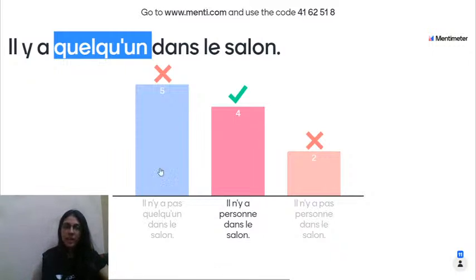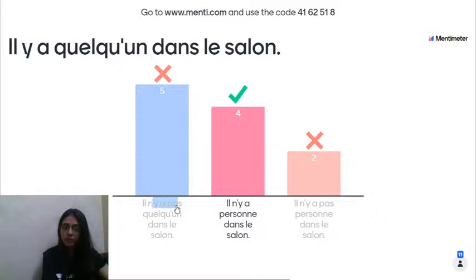Très bien. And over here the 5 who voted for il n'y a pas quelqu'un. So as I said, first of all, if there is someone in the negative form, we will say no one. Because if you are saying there is someone in the living room, in the negative form you will not say that there is not someone. We will say there is no one. So someone, no one, something, nothing. That is why it cannot be il n'y a pas quelqu'un.